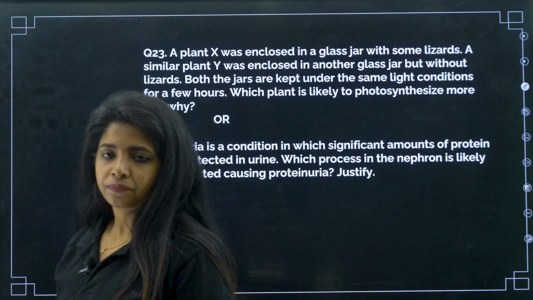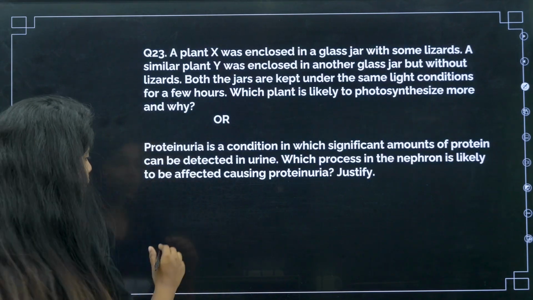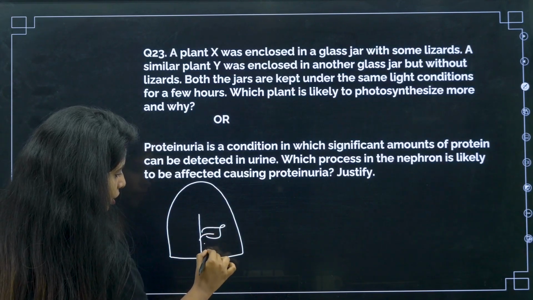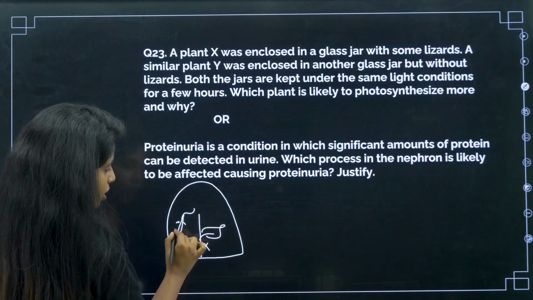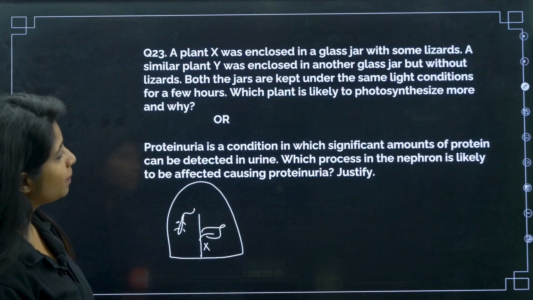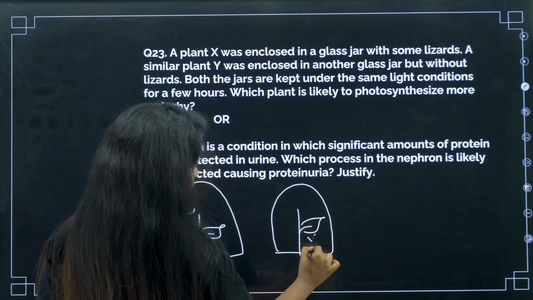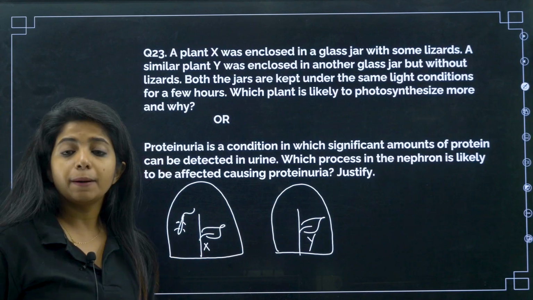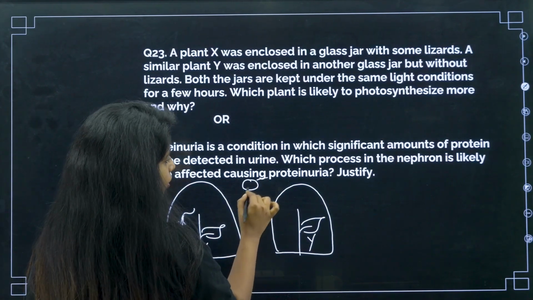Chalo. Next question. A plant X was enclosed in a glass jar with some lizards. Okay, so you had plant X which was enclosed in a glass jar. This is X. Okay, and over here what do you have? You have a lizard as well, which I might not be drawing really well, but yes, this is a lizard that we have. Now, a similar plant Y was enclosed. There is plant Y which was also enclosed in a glass jar but without the lizard. So, lizards are not here. Both the jars are kept under the same light condition. So, you have the same light condition, my dear children.